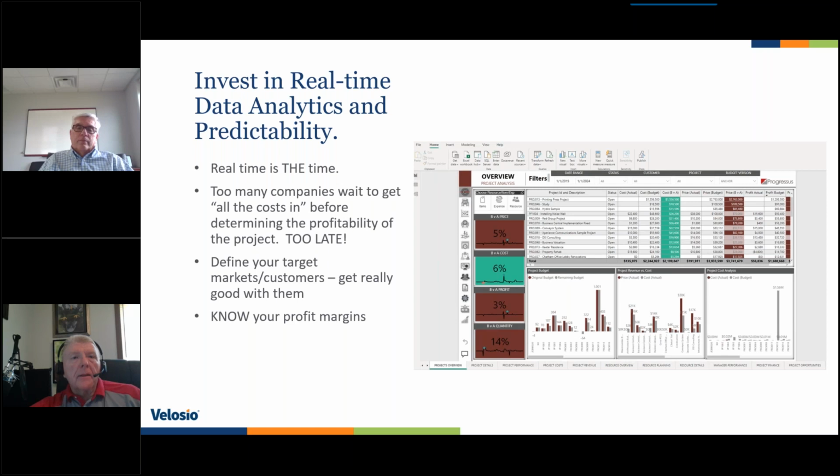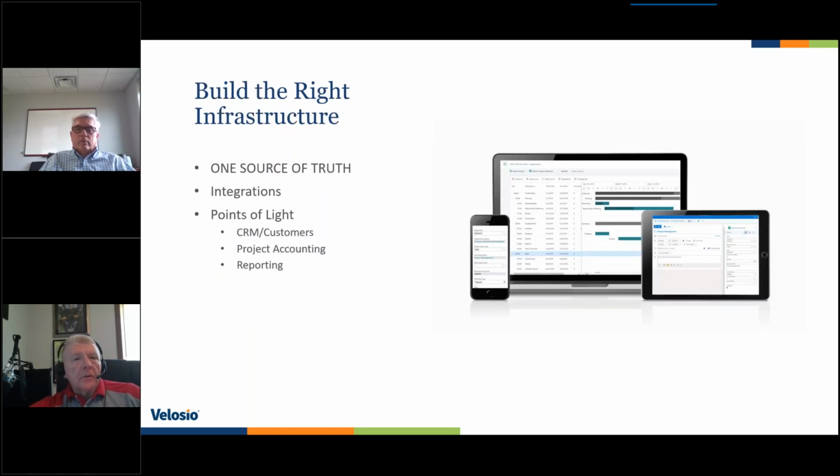And as we talk about that, the keys there, the data analytics, the predictability, the forecasting, the backlog, all of that come down to real time. If it's not in real time, it's too late. You're going to have inaccurate data. You may make inaccurate decisions, and the real time is important there. So one of the ways to make sure that you've got the right data in real time for the right people is the right infrastructure. And we are very big proponents of the one source of truth.